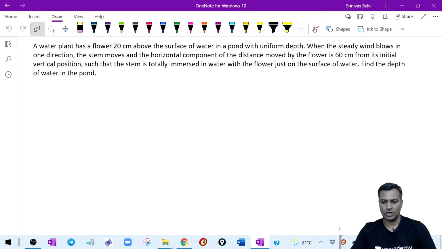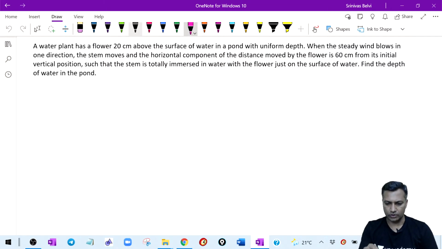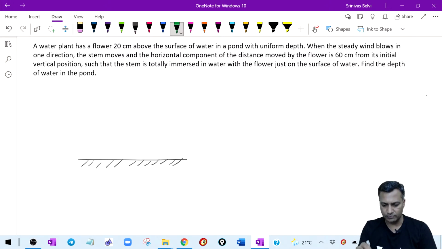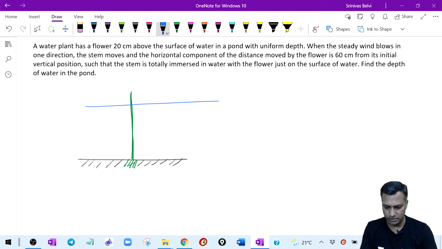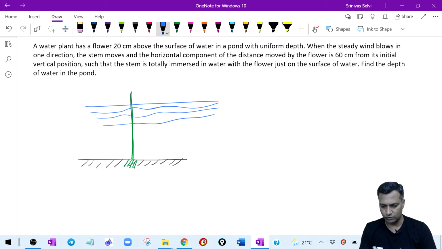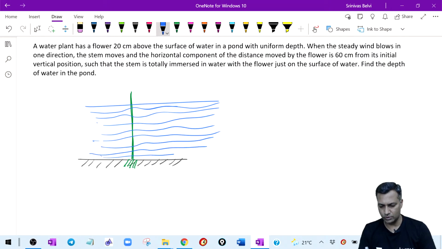Let me create a schematic diagram for this. Observe, this is the base. Observe guys, quickly, let's finish this. So here is a plant, say this is the stem of this particular plant, and this is the water surface. This is the pond, this is the water. Say this is the water surface.